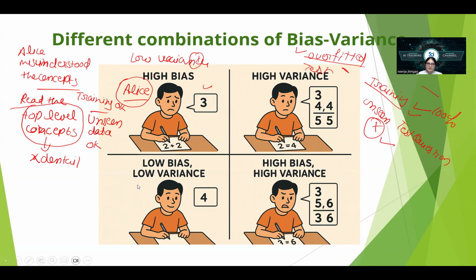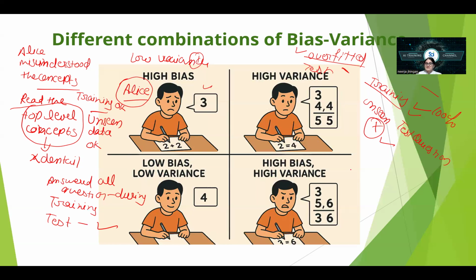Now, look at this scenario. Low bias, low variance. This is what we always want. So this means you answered all questions during training. Okay. And also during the test exam too. Excellent. So this is what we want. Okay. So you understood the concepts and the details, both. Even if I am tweaking the question, you will be able to answer. So this is what we want. This is a good model, the best model.